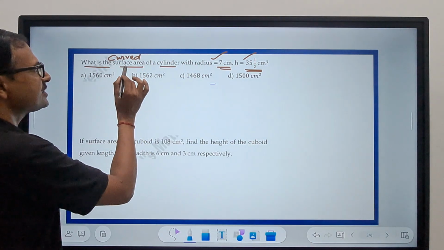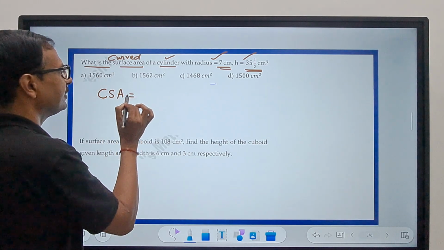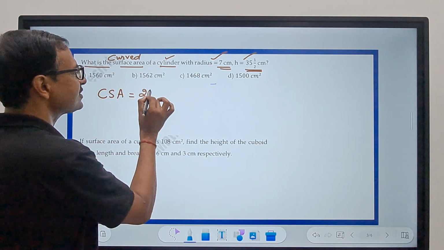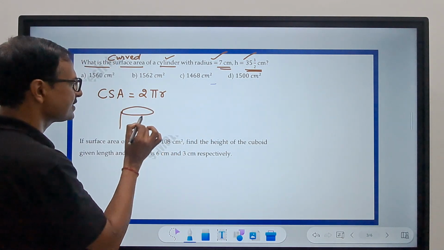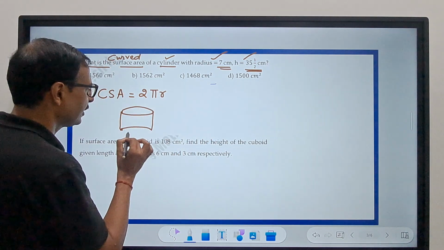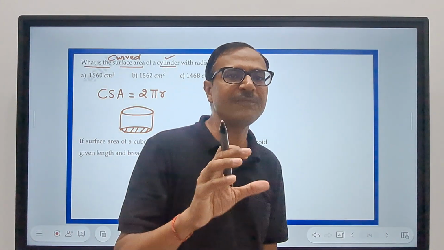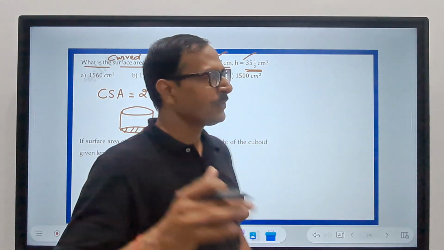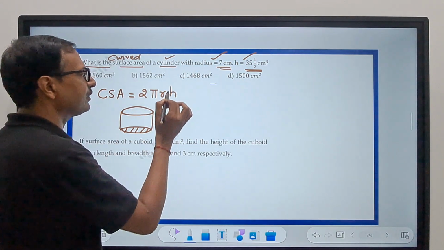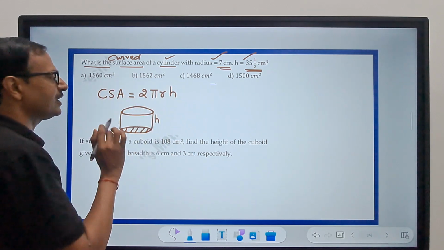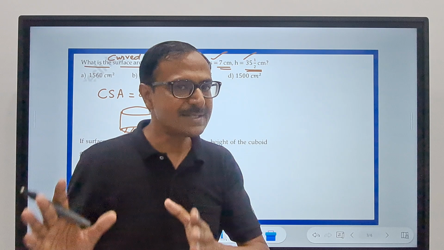To find the curved surface area of a cylinder, always remember the curved surface area of a cylinder is the circumference of the base. If you see, a cylinder is more like this solid, where you have the base as a circle, and a circle has a circumference of 2 pi r. So circumference of the base multiplied by the height of the cylinder gives you the curved surface area of the cylinder. Now that's how you remember the formula for finding the curved surface area of a cylinder.